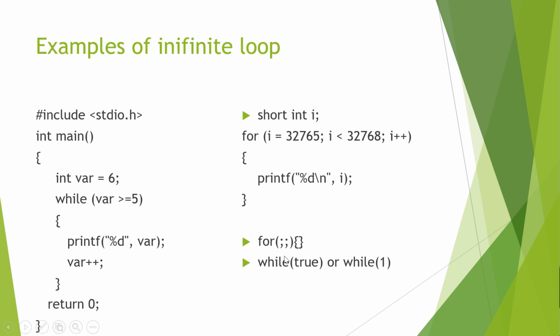Examples: see these examples. These are some of the examples of infinite loop. In this, the variable is 6 and it is greater than 5. So this condition is true, and after incrementing it will be always true. So this loop will be continuous. So it will go infinite. This is infinite, this is infinite, and this is infinite. While true, it is always true. While 1, it is always true. Here condition is not given, it will be true.